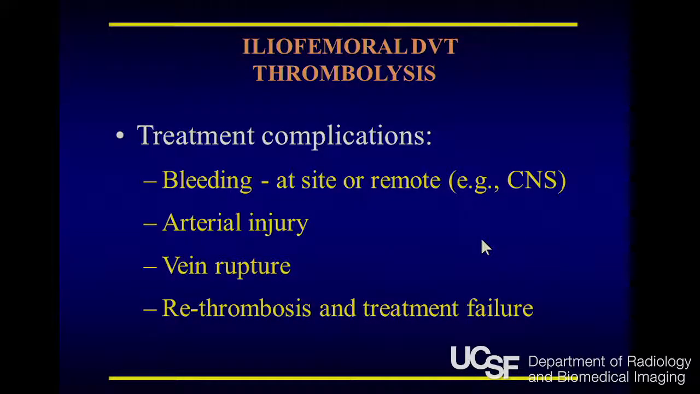Treatment complications are similar to what we've seen before with thoracic outlet: bleeding at the puncture site or remote, since you're using a thrombolytic agent, arterial injury, vein rupture. If you're stenting a really stenosed vein in the pelvis, you've got to be careful you don't rupture that. You can place a covered stent if that happens. Rethrombosis and treatment failure.